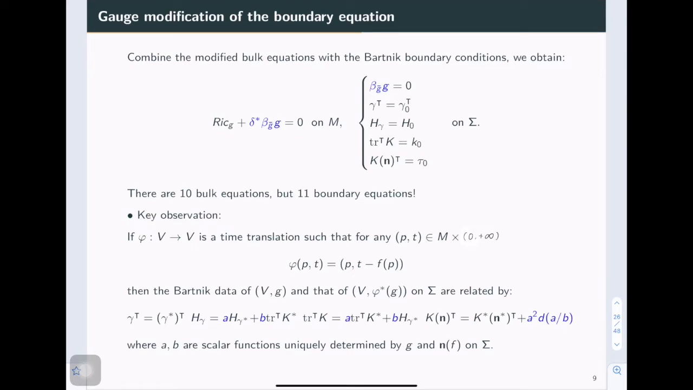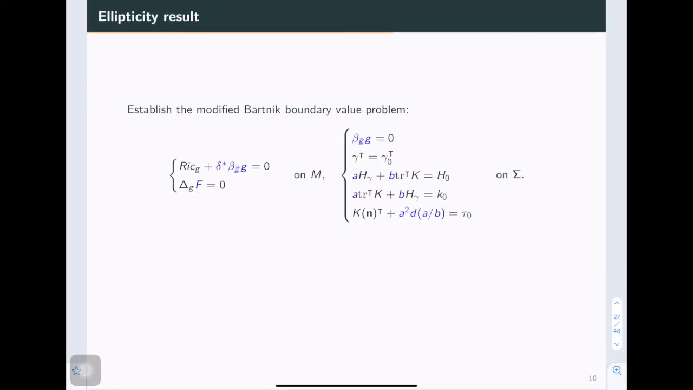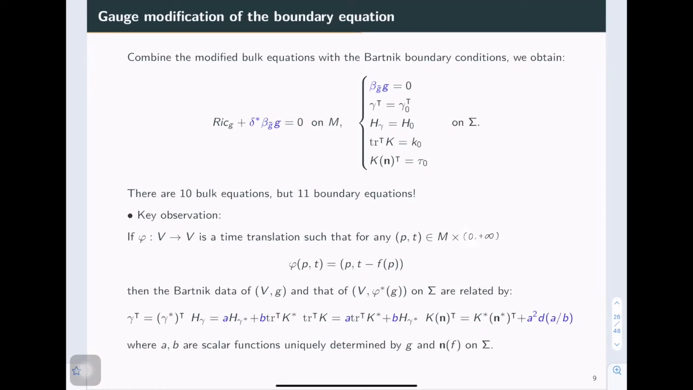Now, based on this observation, we can set up the new boundary value problem where we change the Bartnik boundary conditions to these new boundary conditions. Here, we recall the Bartnik boundary data of the metric after a certain time translation is equal to the prescribed data. These A and B are the scalar functions which we obtained from this transformation formula. We know that A, B are determined by the metric G and the Neumann data of a certain time translation function.